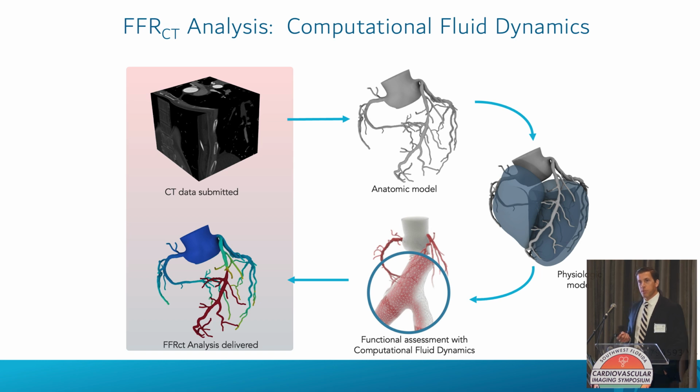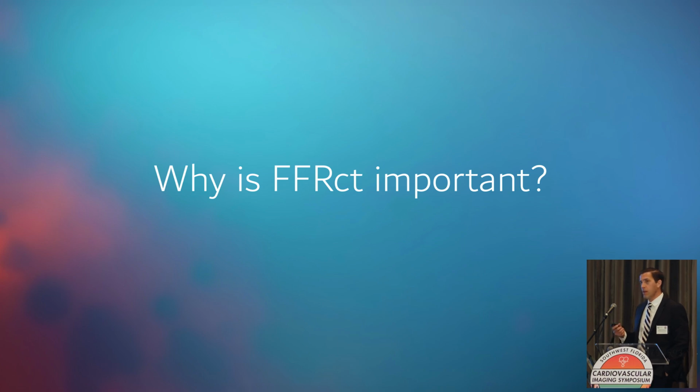Perhaps the most established strategy for determining CT-based FFR is using computational fluid dynamics. I'm not even going to pretend to fully understand the physics underpinning this strategy. Suffice it to say, we submit a CT data set to the vendor. They extract a 3D anatomic model from the data set, and then using computational fluid dynamics, they produce this physiologic model, which we can leverage then to calculate FFR throughout the coronary tree and across all the major epicardial stenoses.